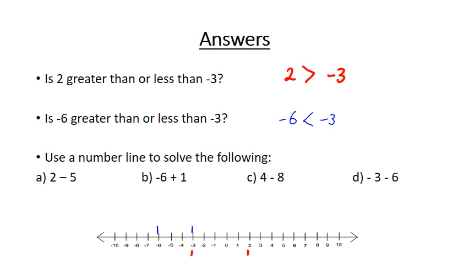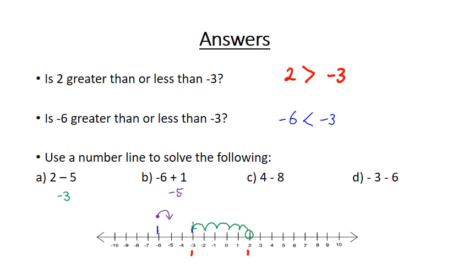Last thing, okay, your last question was, use a number line to solve the following. 2, take away 5. If we're at 2, and we take away 5, we go to the left, 5 spots, and we end up at -3. Let's use purple for our second one. So we're at -6, and we add 1, we go to the right one, that brings us to -5.